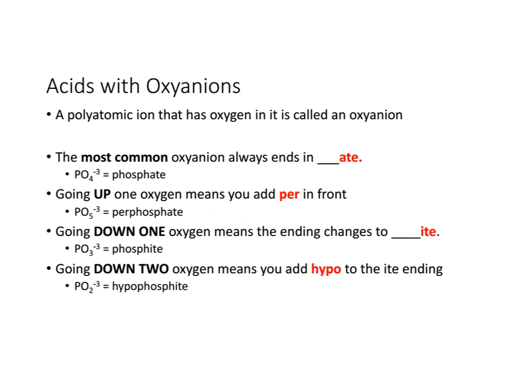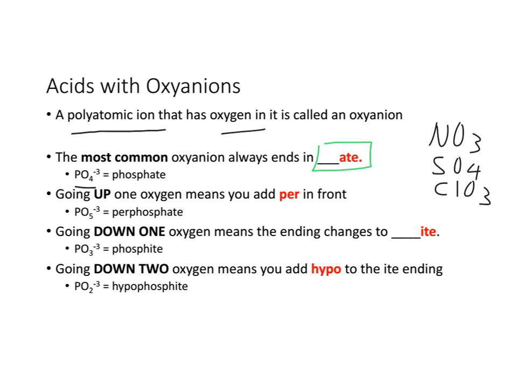Sometimes you can encounter compounds we call oxyanions. That is simply a polyatomic ion that has an oxygen in it. The example here is phosphate, PO4 3-, but we can also look at nitrate, sulfate, or sometimes chlorate. But let's focus on phosphate. The most common form of the oxyanion often ends in "ate". So phosphate, nitrate, sulfate, chlorate.